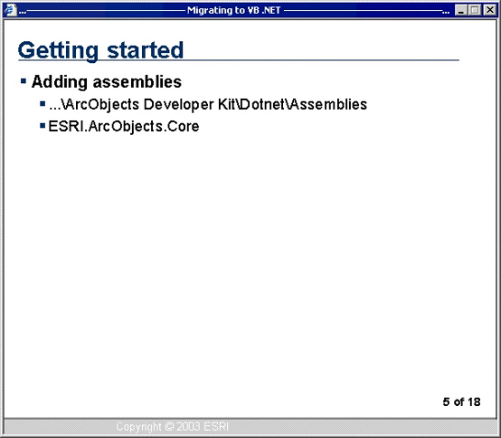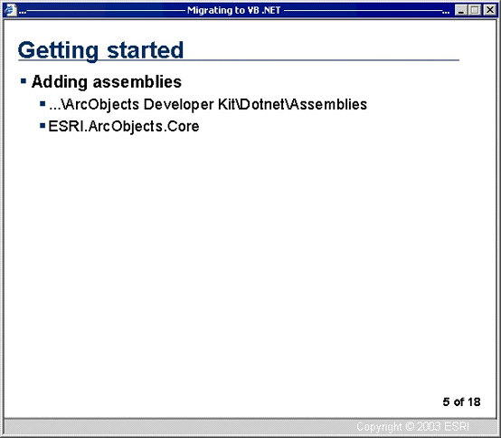Well, once you've installed, what do you need to do to get started? Remember, in Visual Basic 6 and ArcObjects, you needed to add a reference to the ESRI object library before you were able to write ArcObjects code. With VB.NET and ArcObjects, you'll need to add assemblies before you can continue with your ArcObjects development.